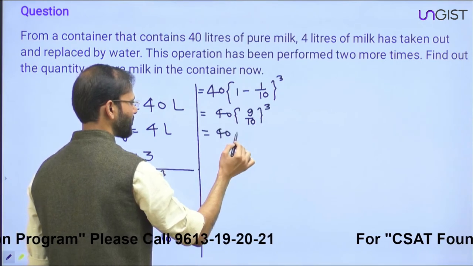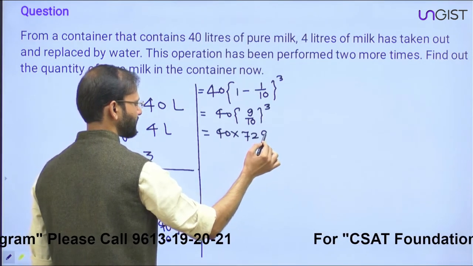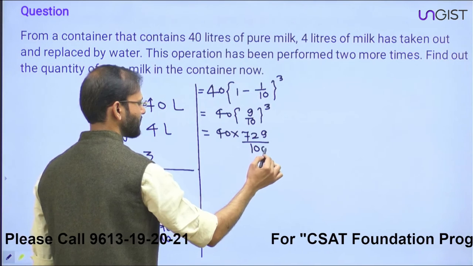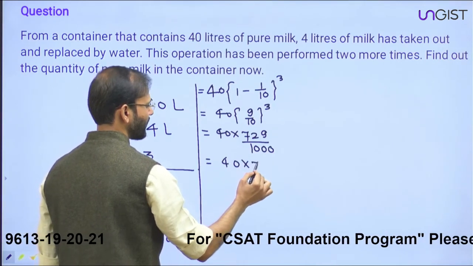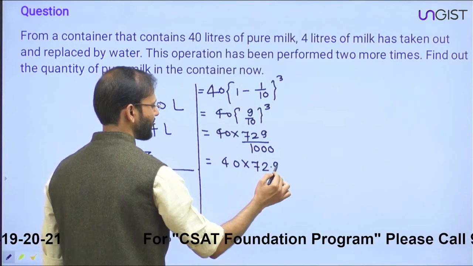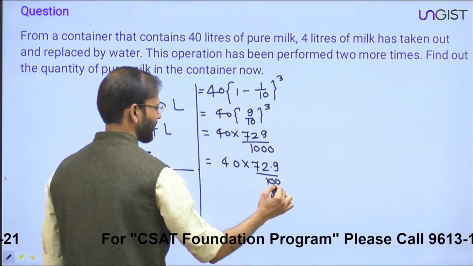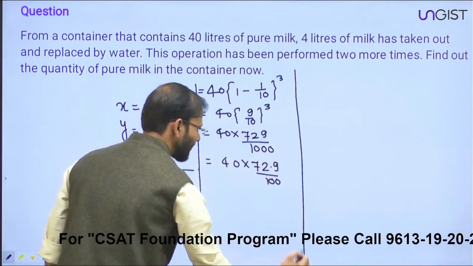So 9 cube is what? 729, and this is 1000. Right everyone, so this is 40 into 72.9 divided by 100. Right, guys, why am I writing it like this?